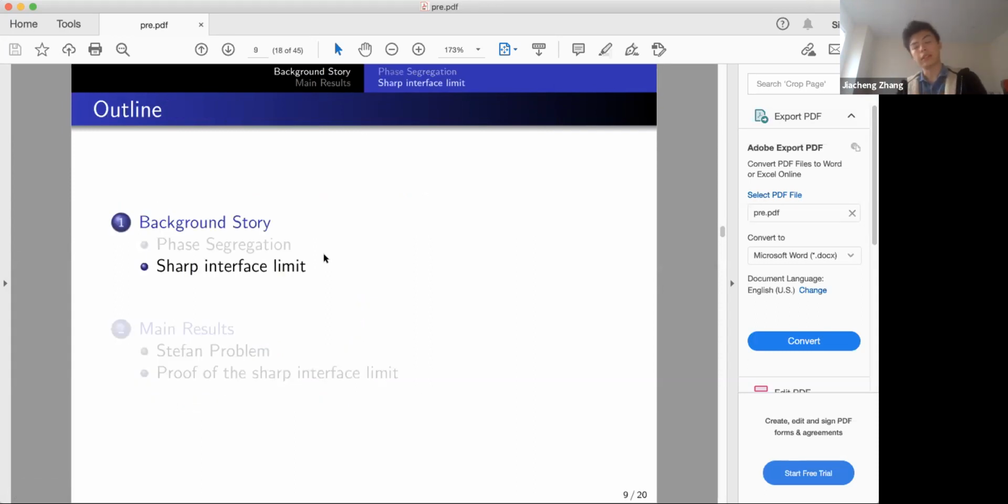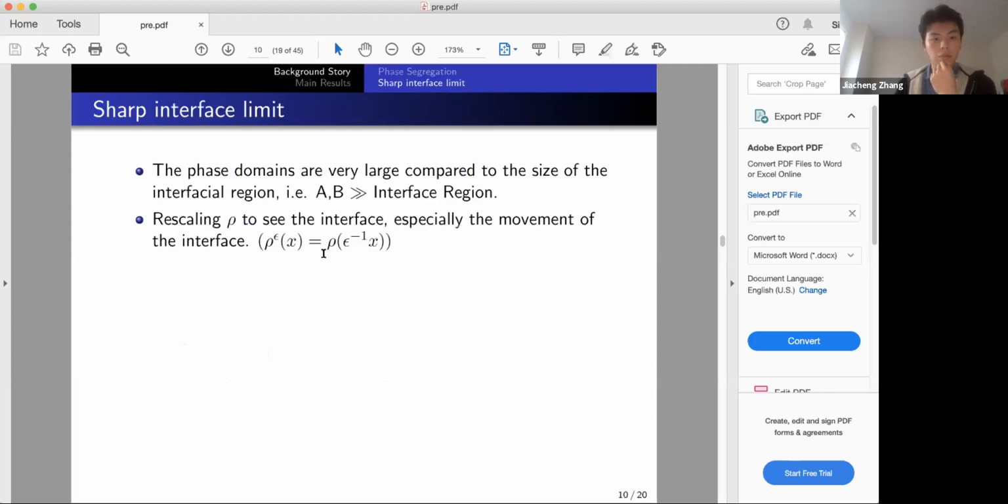Let's go to the sharp interface limit. What does this sharp interface limit mean? It means that the phase domains are very large compared to the size of the interfacial region. In the picture, A and B are basically one region each when looking at long range, but the interface is just one line. So A and B are much larger than the interfacial region.